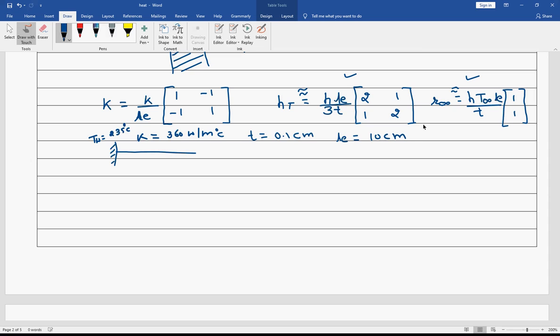So we have to determine the temperature distribution and heat loss. You can write down temperature distribution and heat loss considering T ambient equal to 20 degrees Celsius with overall heat transfer coefficient 9 watts per meter square per degree Celsius.